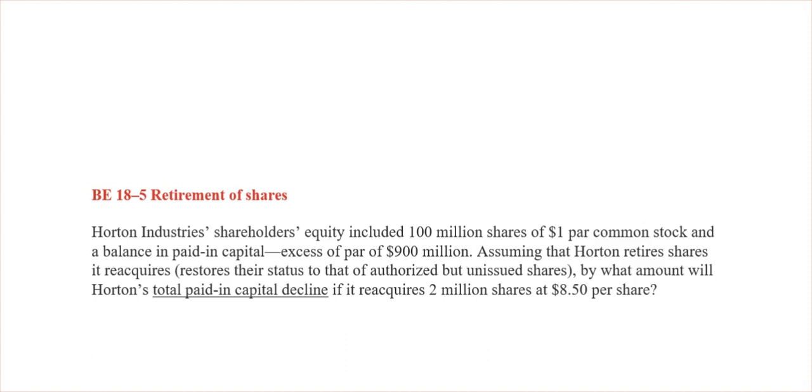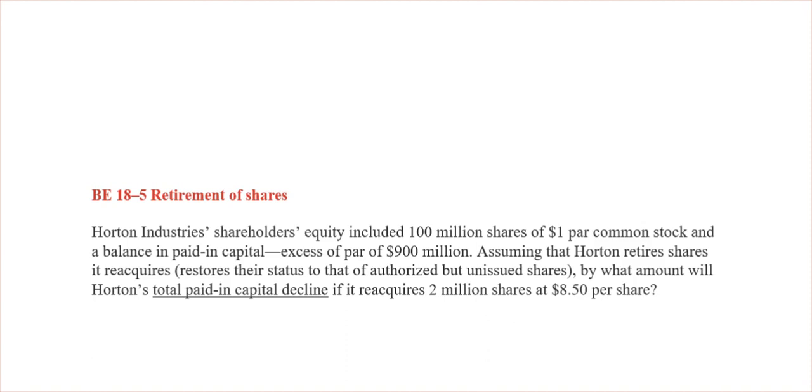So if you have shares and you're going to retire them, you're going to really take them out of circulation. They are no longer outstanding because you're retiring them. Now, you're not bringing them in and putting them in the treasury, but you're retiring them. You're taking them out of the market, and you're effectively doing the same thing as reverse issuing. So you're reverse issuing your shares. And it says, what amount will Horton's total paid in capital decline?